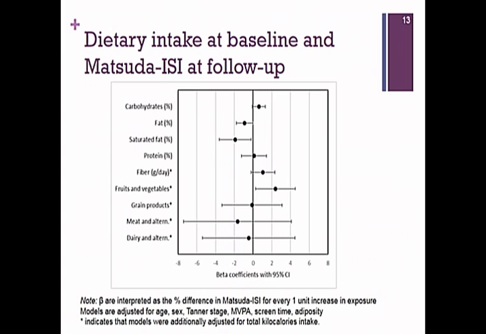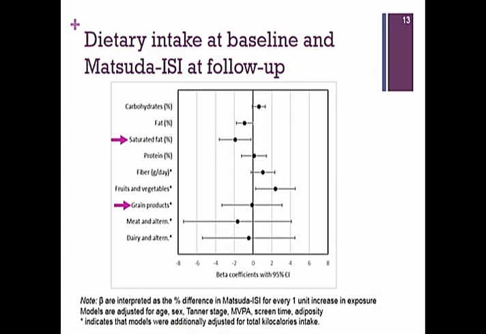But what it means is that for every 1% intake in carbohydrate, insulin sensitivity increases by just over 1%. Now, if we look at fat and saturated fat, we see that for every additional percentage of these macronutrient intake, the insulin sensitivity decreases by 1% and 2% each after 2 years. We see no associations with protein, borderline association with fiber intake. And if we look at fruits and vegetables, we see that every additional portion of fruits and vegetables at baseline is associated with a 2% higher insulin sensitivity 2 years later.